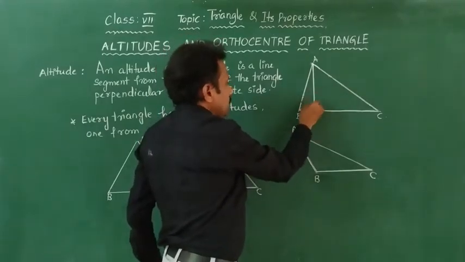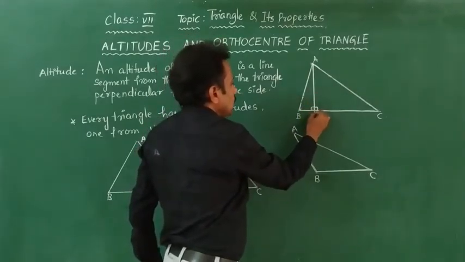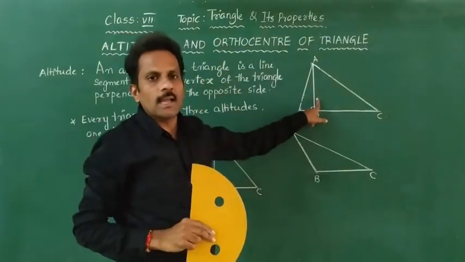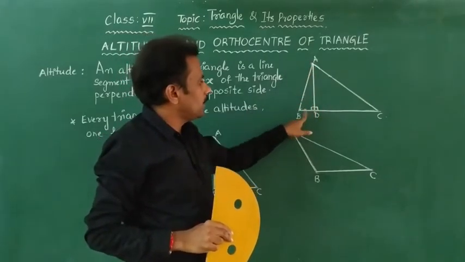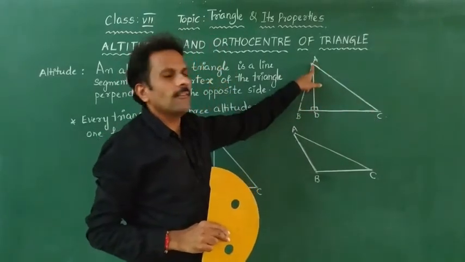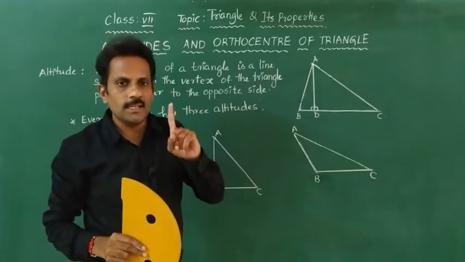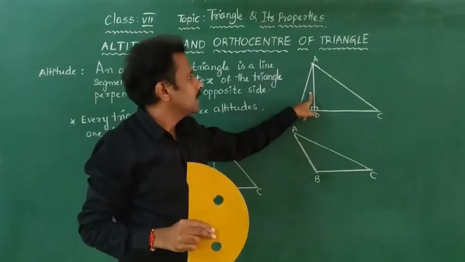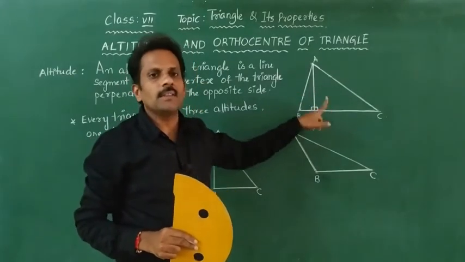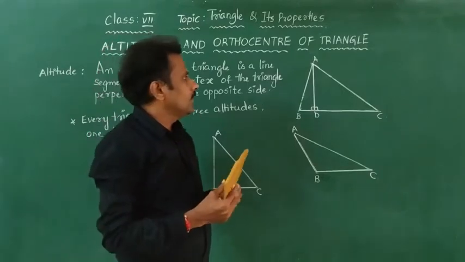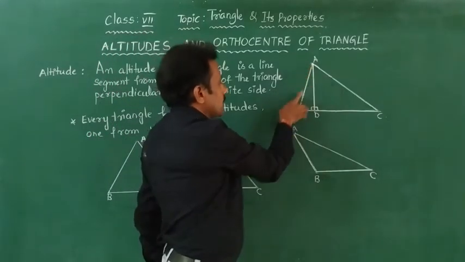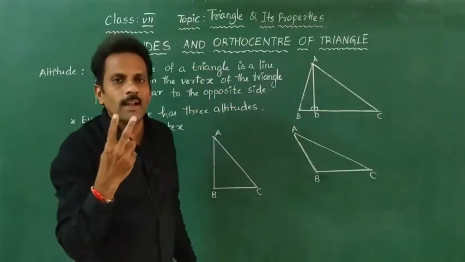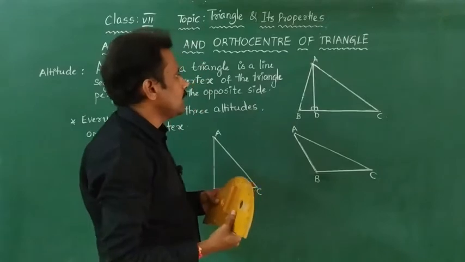Now this line segment is called altitude of BC. The another name for altitude is height. So it is perpendicular to BC from the vertex. Always remember two things, that whatever the altitude you draw, it should be drawn from the vertex and it should make 90 degrees with the opposite side. So in that way we have another two sides. One side is AB, another side is AC. That means we can draw two more altitudes. So let us draw them.